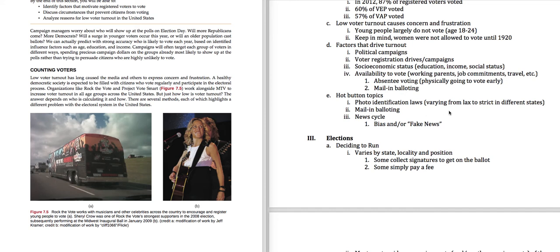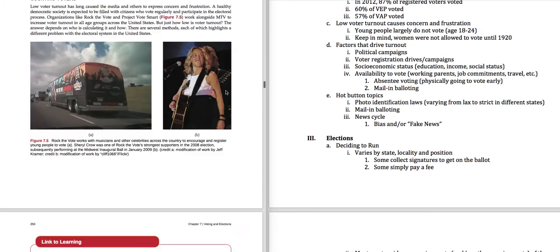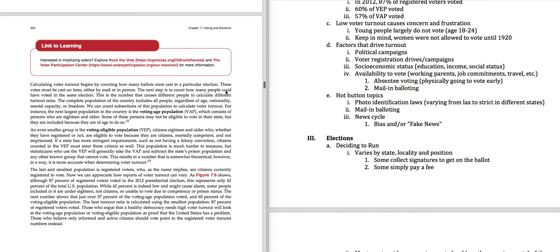Photo identification laws vary from being very lax to very strict in different states. In South Carolina, you have to present a photo ID. Then there's mail-in balloting, with all the problems we just listed, and worries about the news cycle. We have human bias, which you just can't help, and you have what we call fake news. That runs on both sides of the aisle. So we can have problems with fake news.